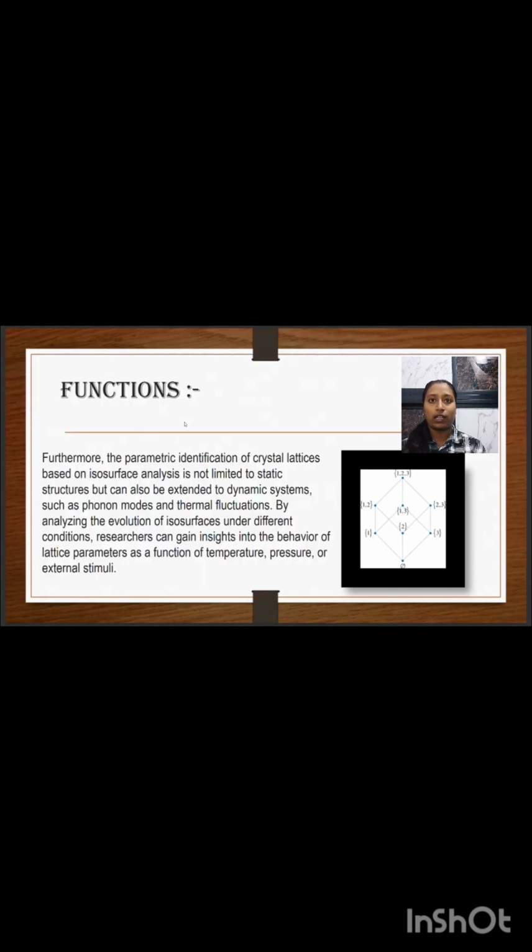By analyzing the evolution of isosurfaces under different conditions, researchers can gain insight into the behavior of lattice parameters as functions of temperature, pressure, or external stimuli. As shown in the figure, we can see a cube. In that, we have some points, like 1, 2, 3. Those points are given a specific number by combining some of the numbers. At last, we don't have any number to combine, as it's a unit point.